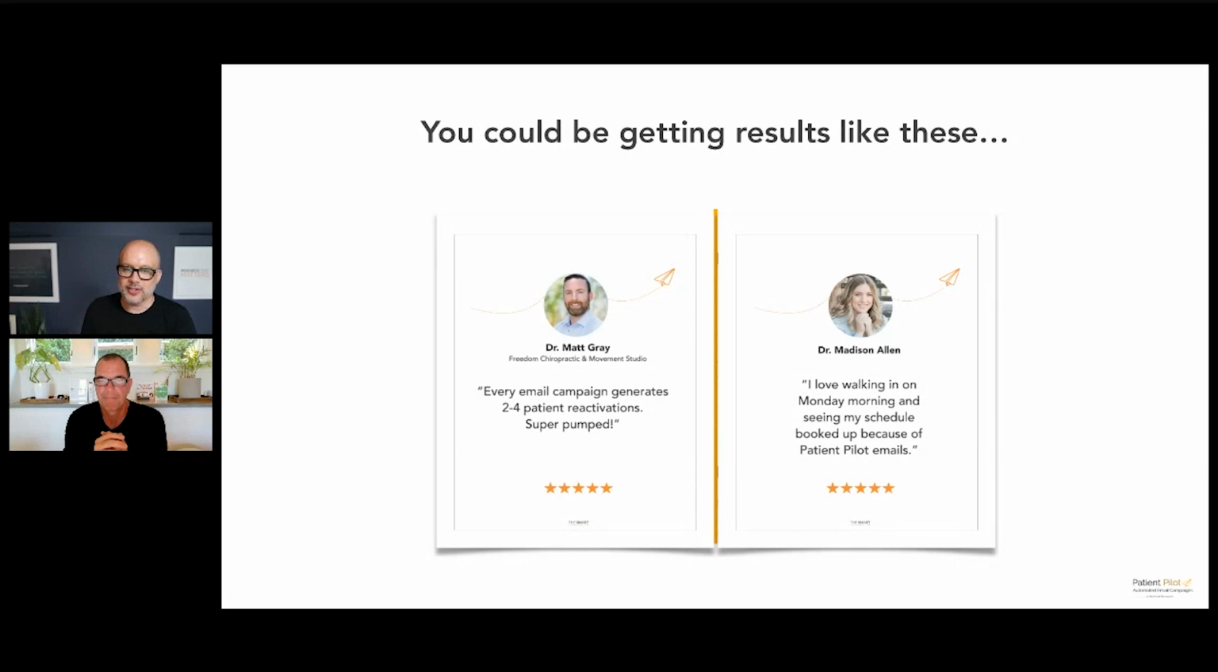And Dr. Madison walking in Monday morning, seeing her schedule booked up because of the emails going out. That really highlights the value of Campaign Autopilot. And our belief is pairing this with Patient Navigator just takes it to the stratosphere. It really totally changes the game in terms of patient reactivations.